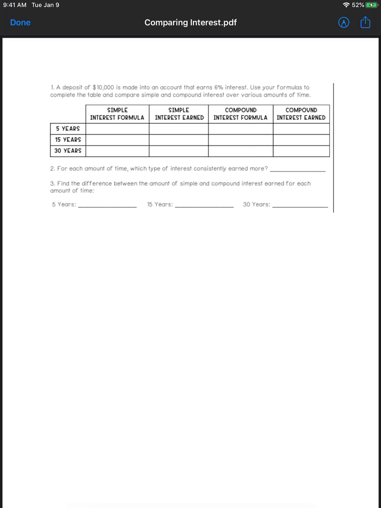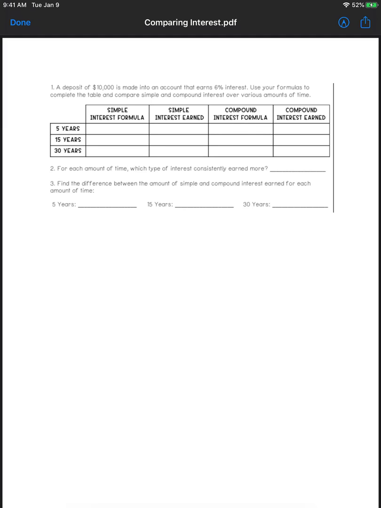All right, we're going to do comparing interest, and this is basically just taking our simple interest and our compound interest, plugging it into the calculators, and checking what our interest is. So let's start with number 1. This is in our practice, so if you want to go and do it in your practice, screenshot it and then put it in your journal, that would be great.